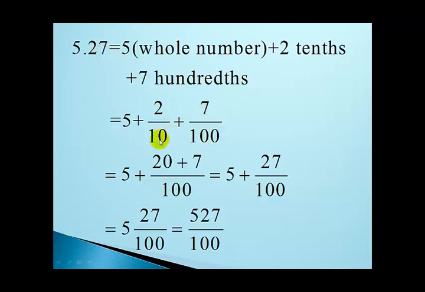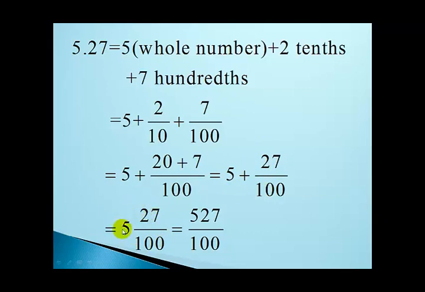Now we find the LCM of 10 and 100, and it is 100. 10 goes into 100 10 times, and 10 times the numerator 2 equals 20. Plus 100 goes into 100 once, and 1 times the numerator 7 will give you 7. Now 20 plus 7 is equal to 27. So we have 5 plus 27 over 100. Now when we simplify, we have 5 whole number, 27 divided by 100.